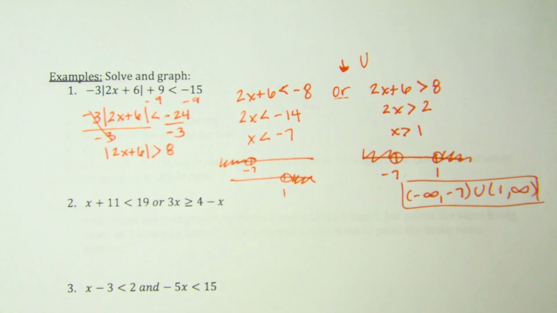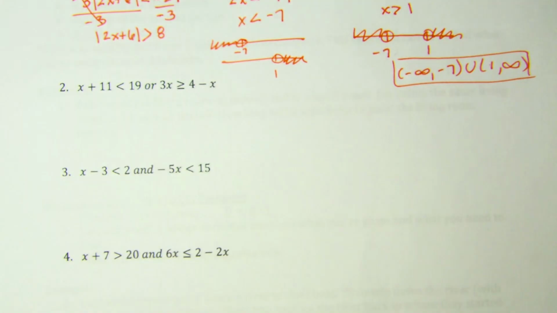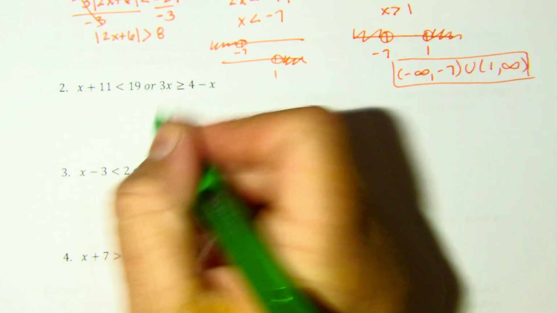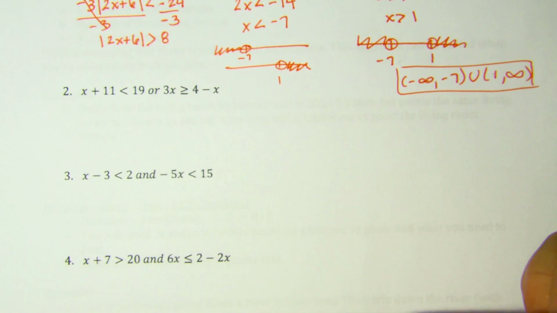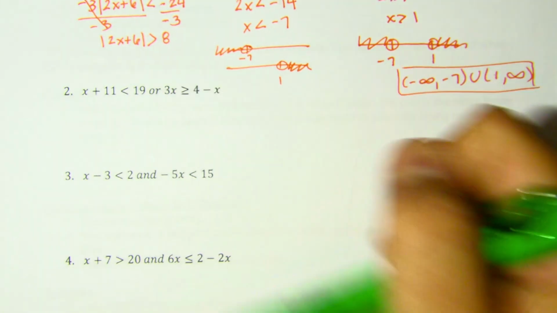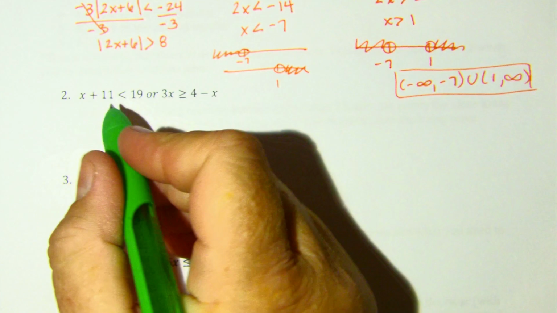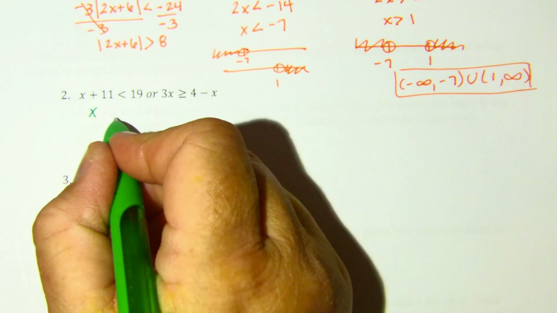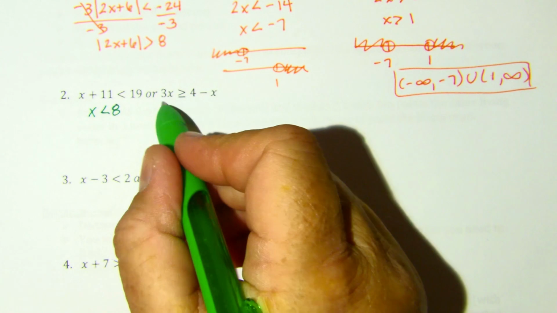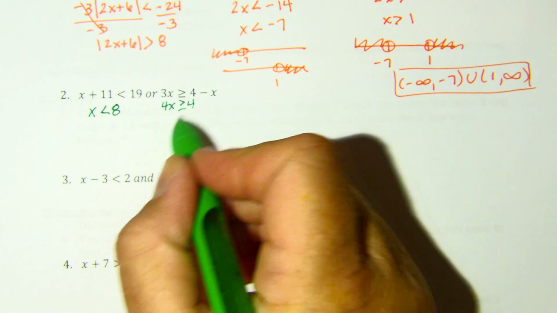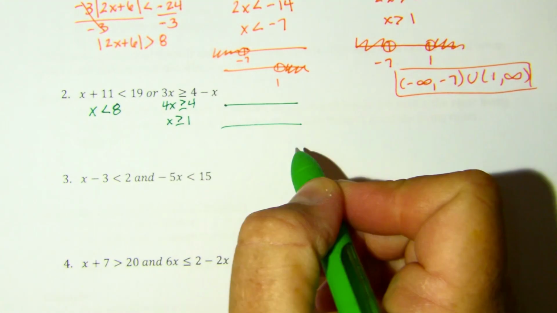All right, so we have a couple more here. And we have x plus 11 is less than 19, and it tells us the words now. So that first one was the absolute value inequality, where we had to determine whether it was and or. These next several examples tell us whether we're using and or. So we can go ahead and solve each of them. Subtracting 11, I have x is less than 8. And then here, if I add x, I'll have 4x is greater than or equal to 4, x is greater than or equal to 1. And I can go ahead and graph both of those separately.